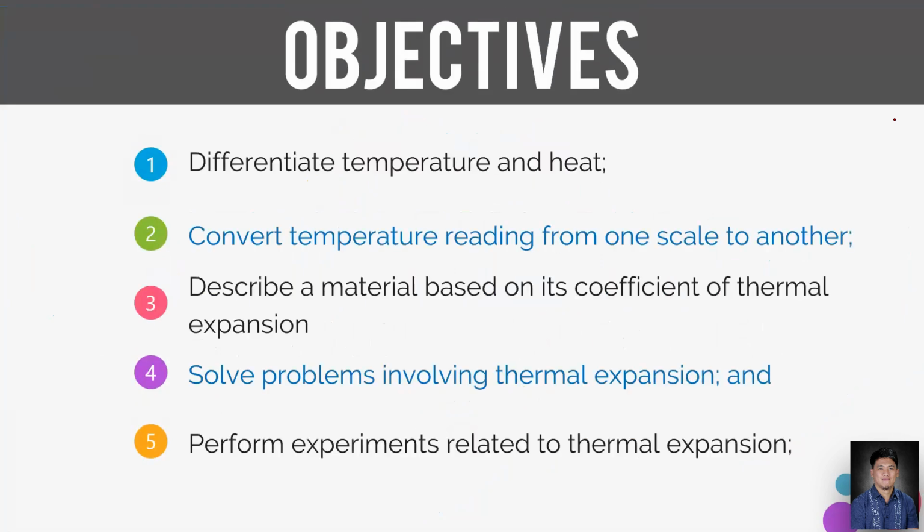First, we will differentiate temperature and heat, then convert temperature reading from one scale to another scale. Next is to describe a material based on its coefficient of thermal expansion, and solve problems involving thermal expansion, and last is to perform experiments related to thermal expansion. So these are the objectives that we wanted to attain at the end of this topic. So first, let us proceed with differentiating temperature and heat.